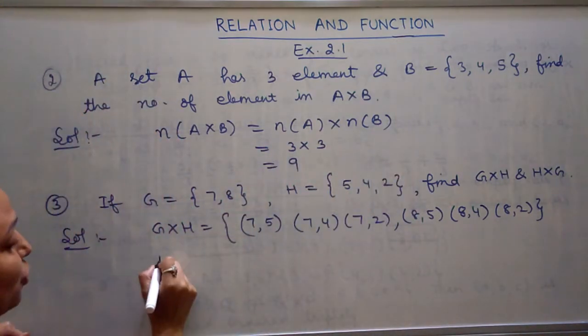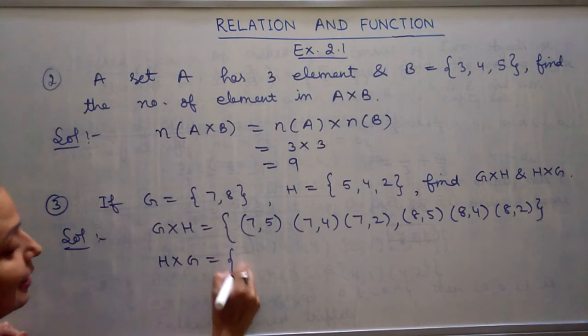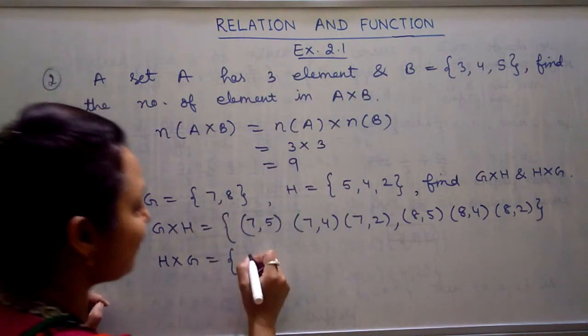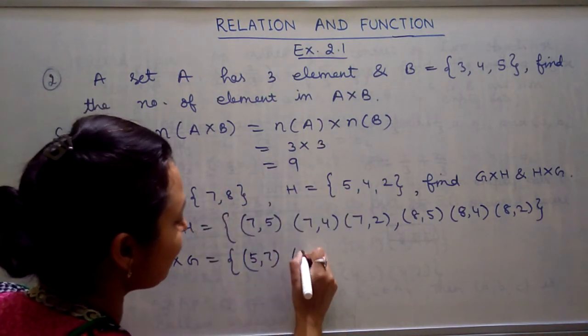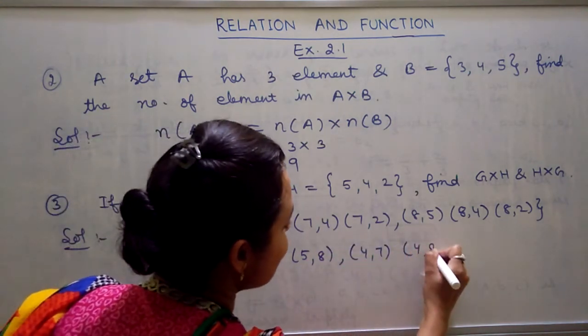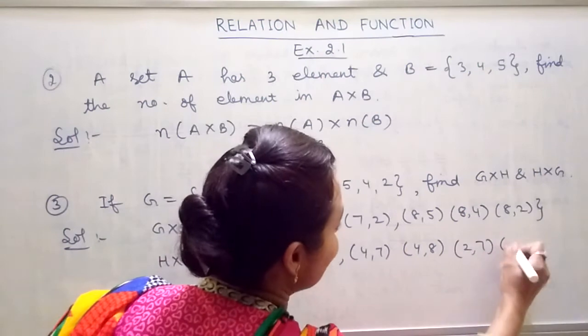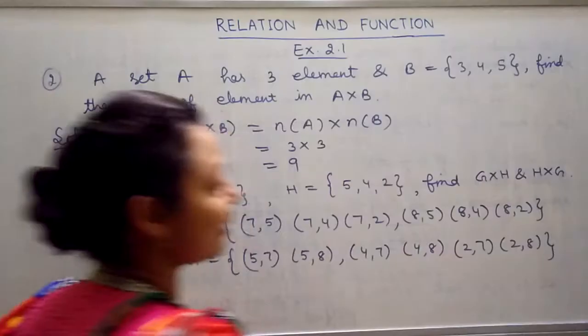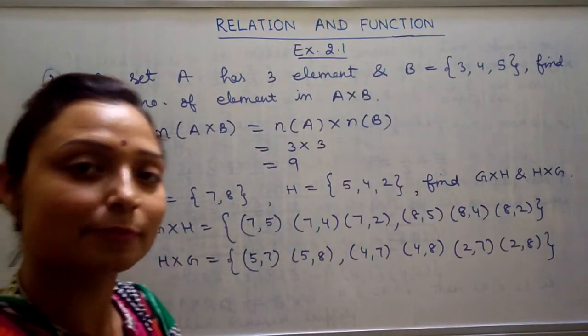Now come to H cross G. How can you find H cross G? 5, 7, then 5, 8. 4, 7, then 4, 8. 2, 7 and 2, 8. So this is the way to find the Cartesian product.